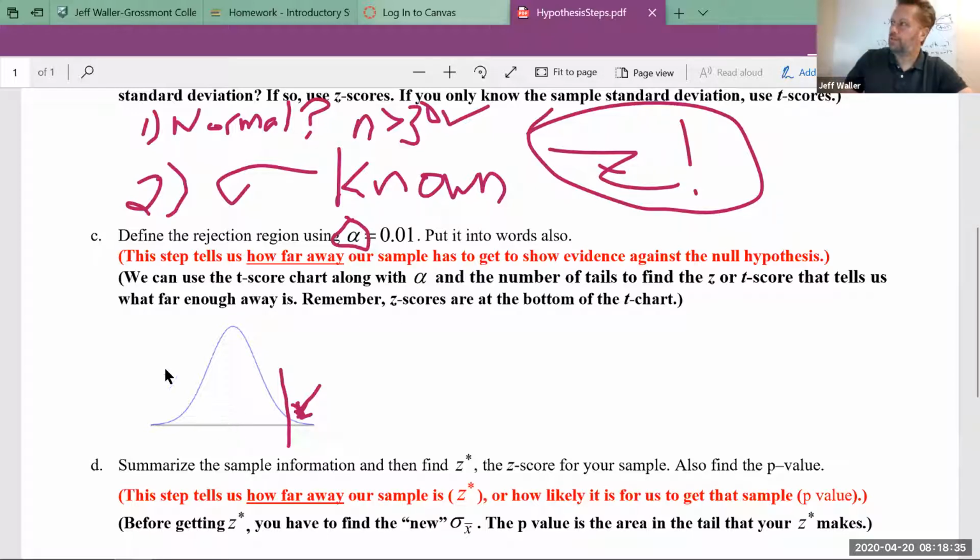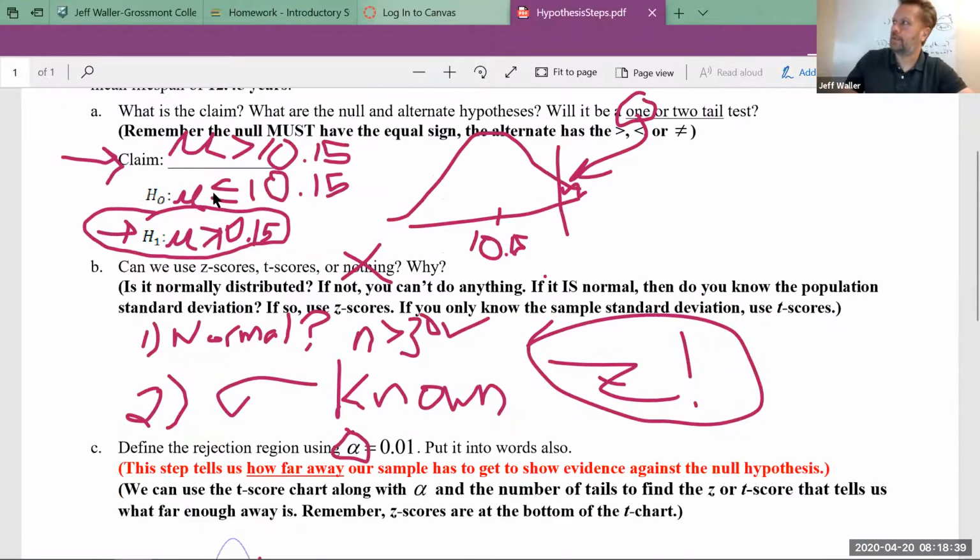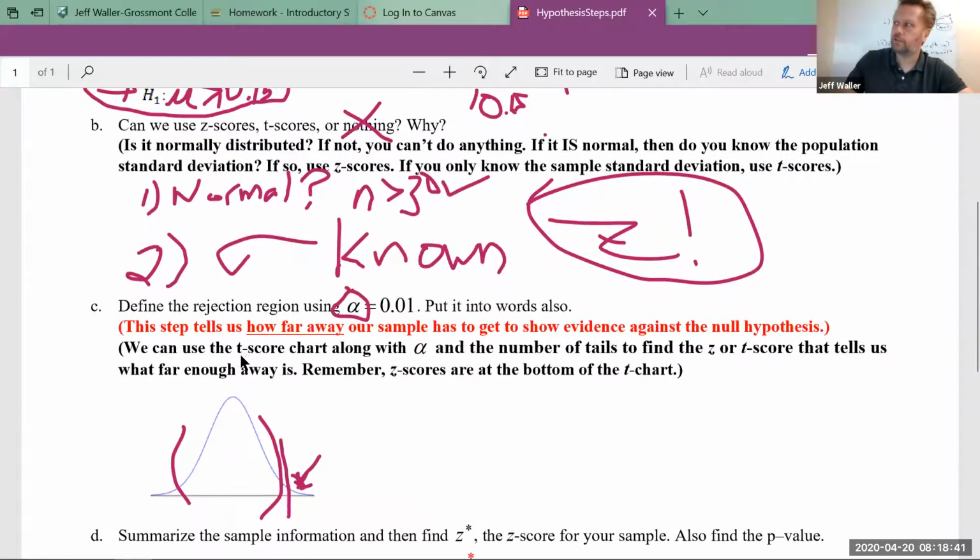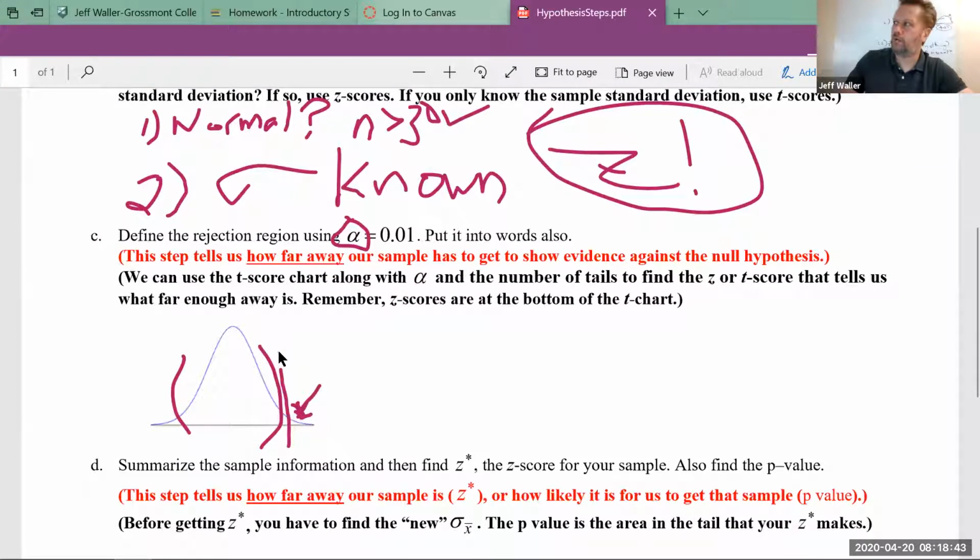So this is where the null thinks things are, right? The null has the possibility of equal, right? So how do I show the null is wrong? Well, I get way out here. If I get way out here, that's evidence that this is not right because it would be so unlikely to get out here.